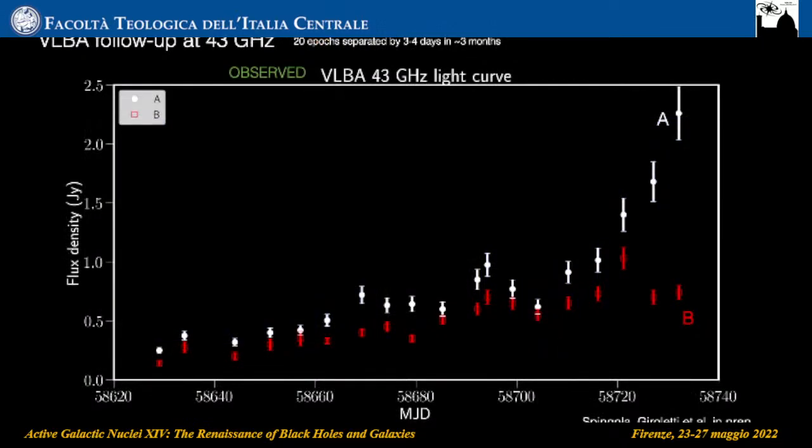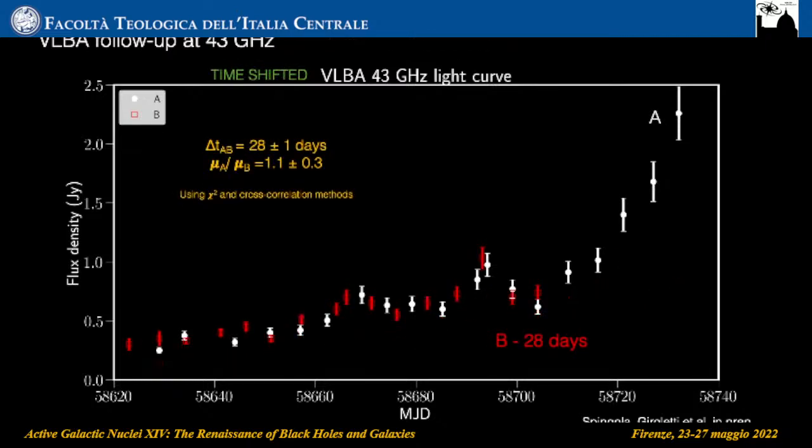So we had the most densely sampled light curve at 43 gigahertz. I'm showing you here the two light curves from the lensed image A in white and the lensed image B in red. You see that there is significant variability in this period of time, and we use the cross-correlation and the chi-square method to optimize for both the time delay but also the magnification ratio between the lensed images. And what we find, here you see the shifted light curve, is that the best value is about 28 days. The magnification ratio is about 1, so this means that pretty much the two images have the same magnification, which was kind of expected.